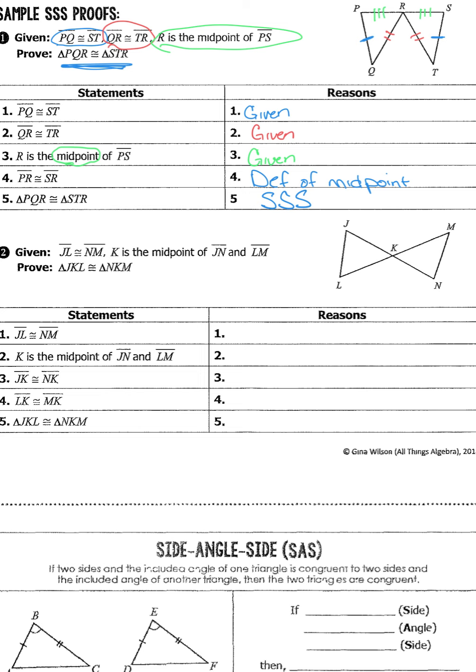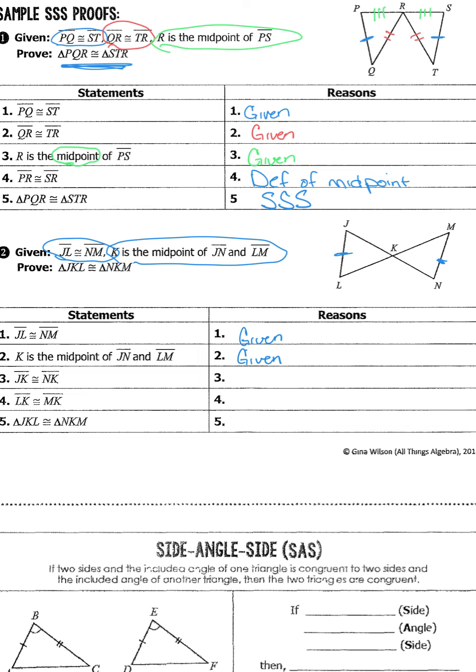All right, let's look at the next proof. Again, we're going to start with that given information. So JL is congruent to MN, that's given. K is the midpoint of JN and LM, that again is given. All right, that's all of our given information. We're going to go ahead and mark step 1. It said JL was congruent to MN.